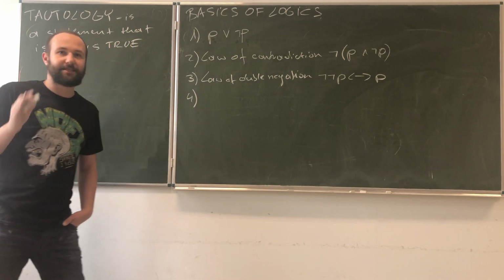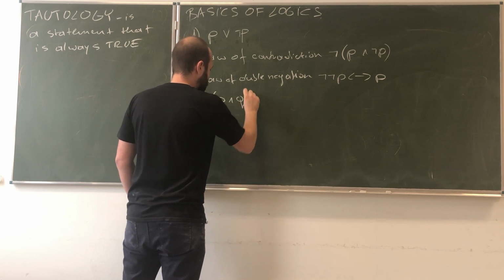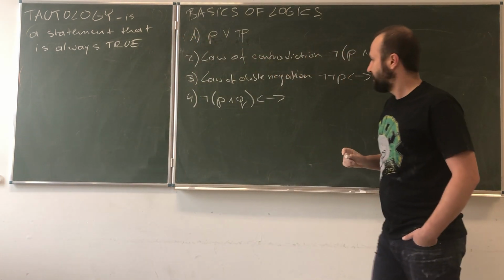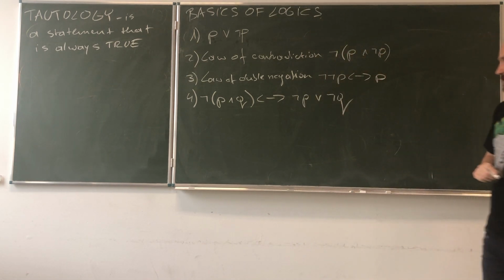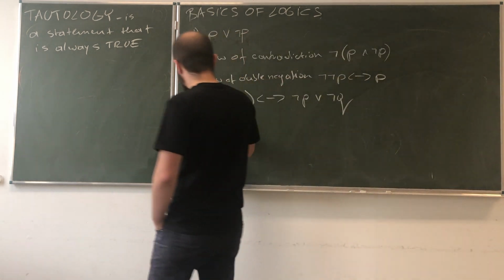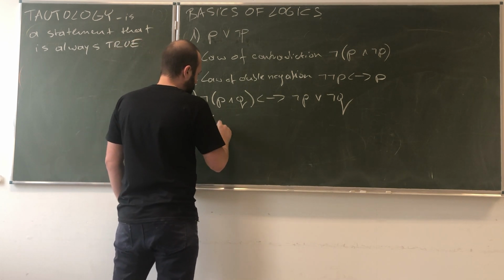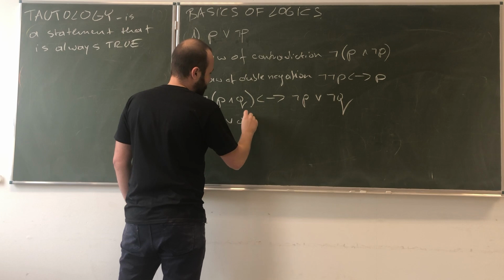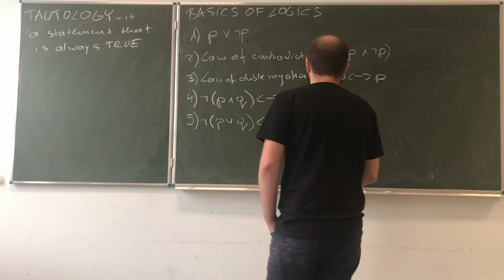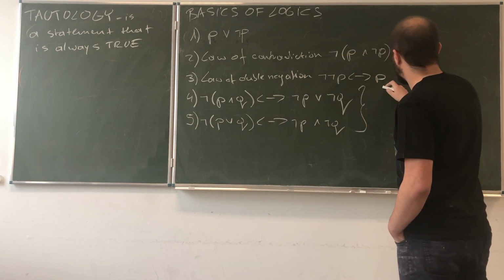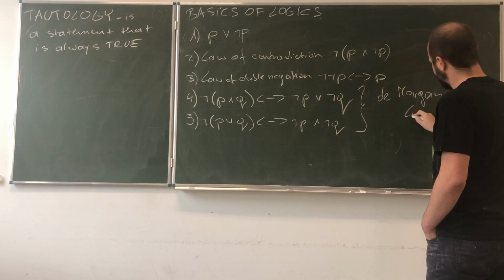Now, let me introduce just 2 more laws. First one basically states that negation of conjunction is alternative of negations. And the next one says that negation of an alternative or disjunction is a conjunction of negations. And those 2 laws are called De Morgan's laws.